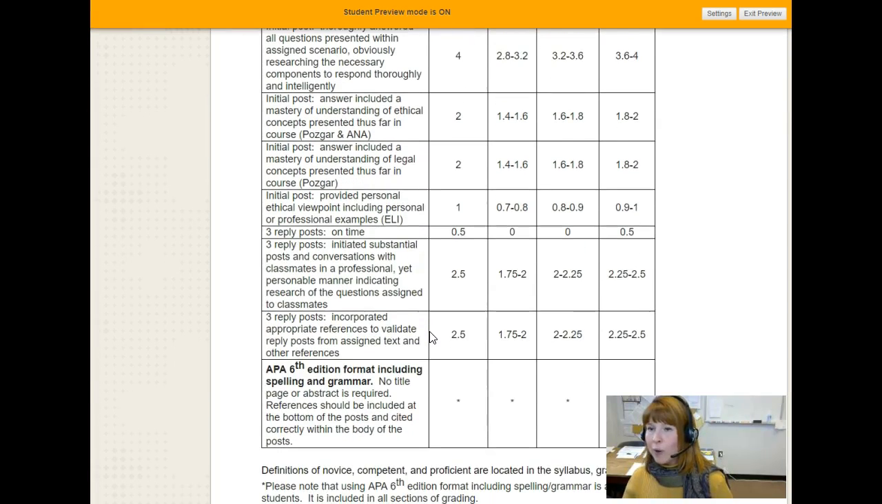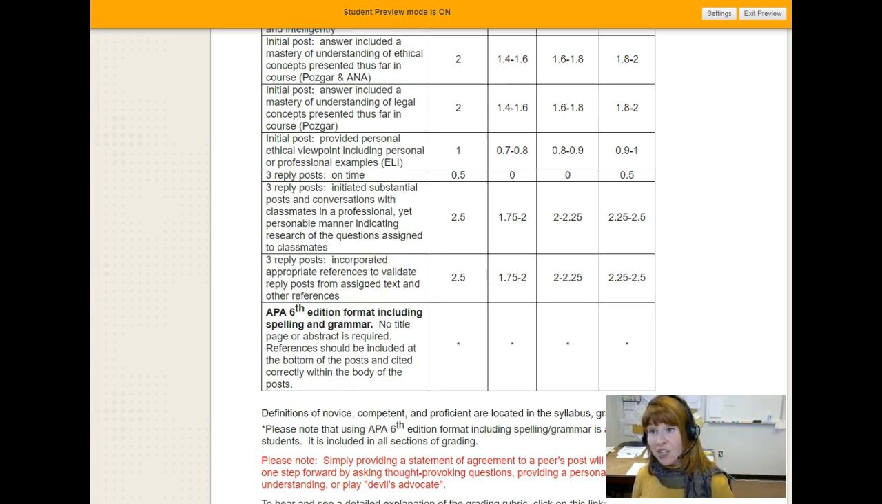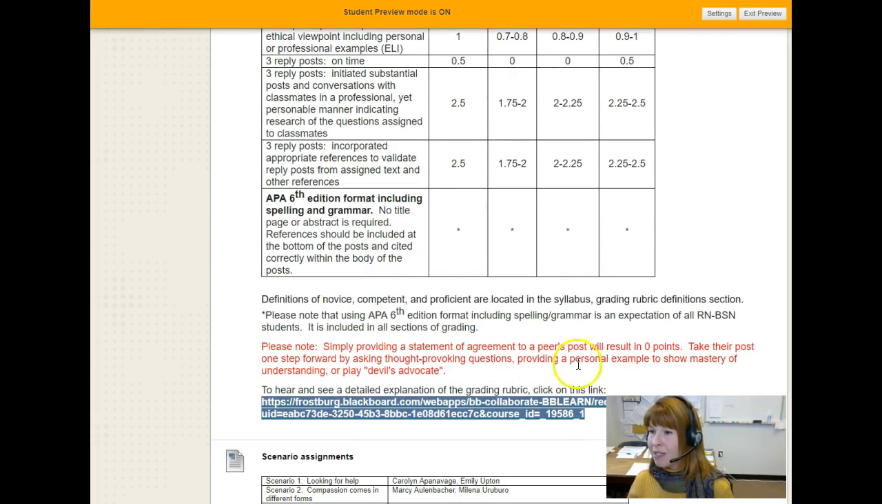Okay. Regarding your reply posts, making sure that all of your replies are done on time is worth ½ point. The next element is, again, initiating substantial posts and conversations with classmates in a professional yet personable manner, indicating research of the questions assigned to classmates. We talked about this in one of the previous tutorials, right? So simply providing a statement of agreement to someone's peer post will result in 0 points. You need to show that you are taking this to the next level.